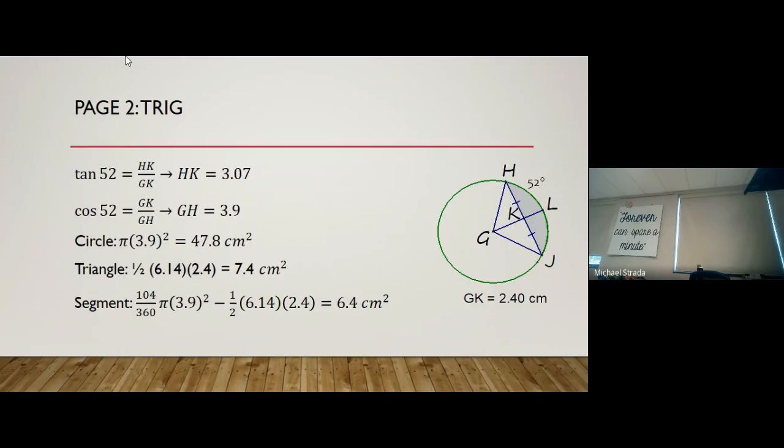GJH, which is this triangle. Remember, that's the midpoint, so that gets multiplied by 2. That's where the 6.14 comes from rather than the 3.07. They give you that as 2.4 and boom.